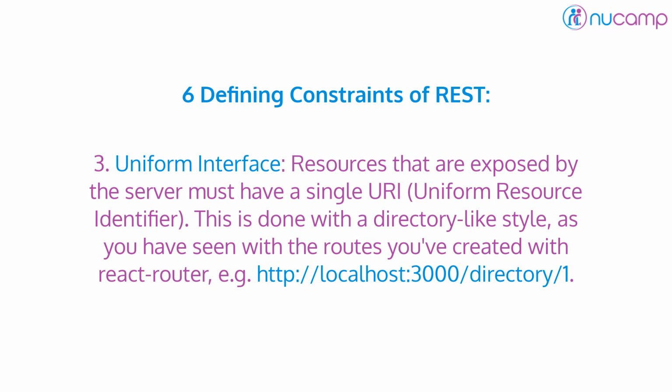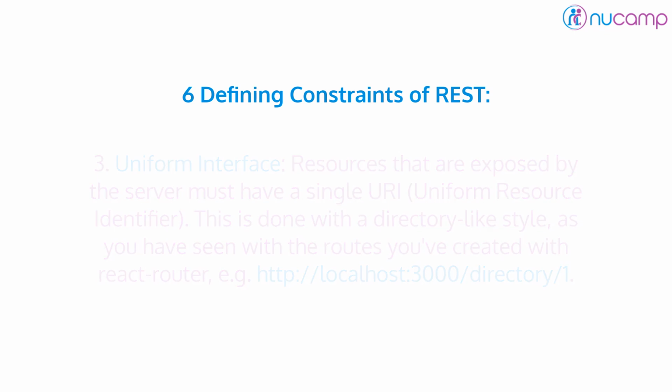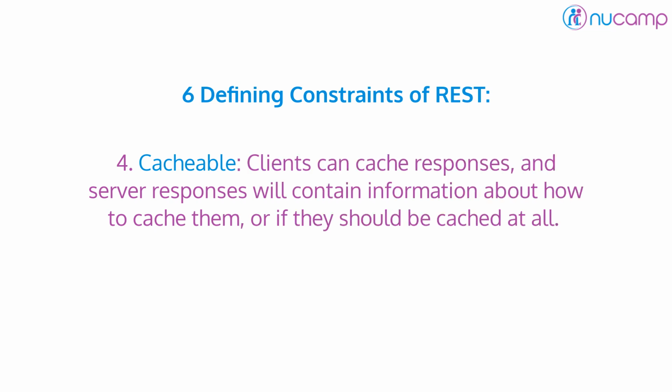3. Uniform interface. Resources that are exposed by the server must have a single URI, or Uniform Resource Identifier. This is done with a directory-like style, as you've seen with the routes that you've created with React Router. 4. Cacheable. Clients can cache responses, and the server responses will contain information about how to cache them or if they should be cached at all.